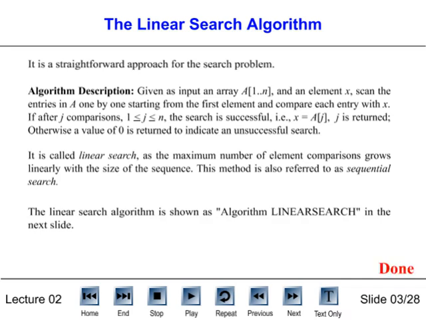It is called linear search as the maximum number of element comparisons grows linearly with the size of the sequence. This method is also referred to as sequential search. The linear search algorithm is shown as algorithm linear search in the next slide.